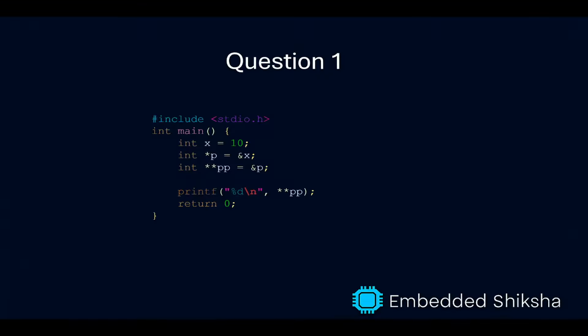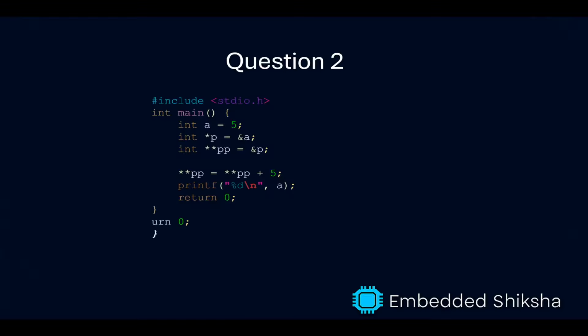So let's discuss these questions so that we have a clear understanding of double pointer. In this example, I have declared a variable x, and then p is holding the address of x, and then I have declared a double pointer pp which is holding the address of p. This is just like the example which we just discussed. If you use star star pp, it means you are dereferencing the double pointer twice. The first star will give you the address of x, and the other star will give you the value 10. So the output of this program will be 10.